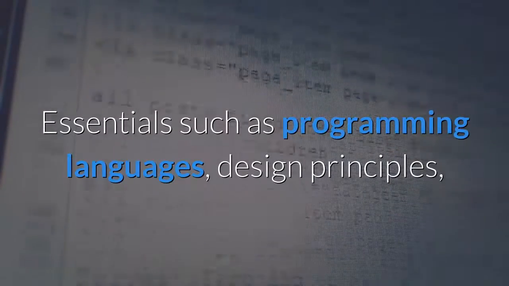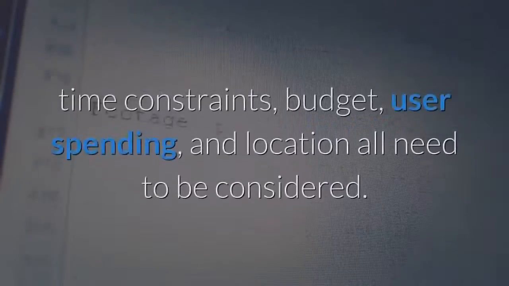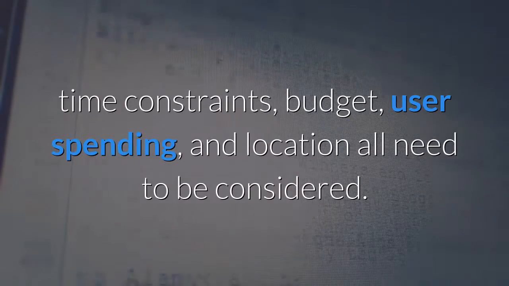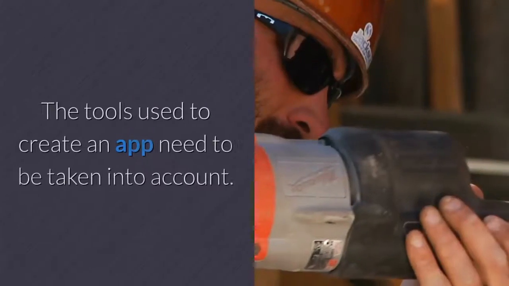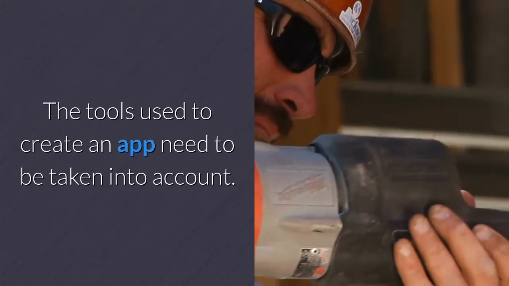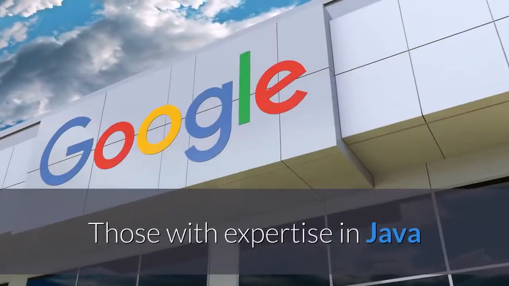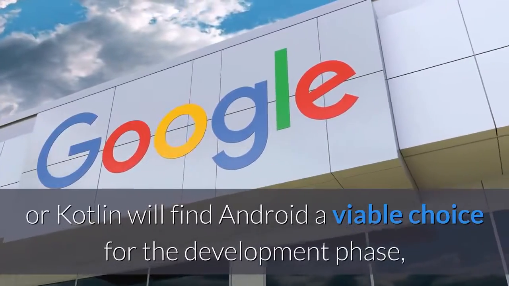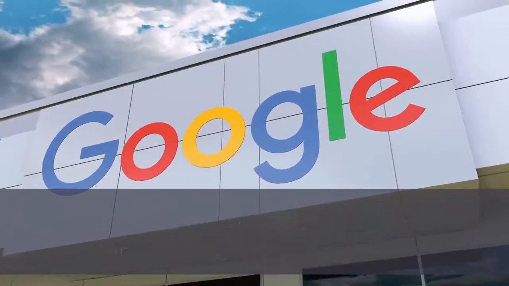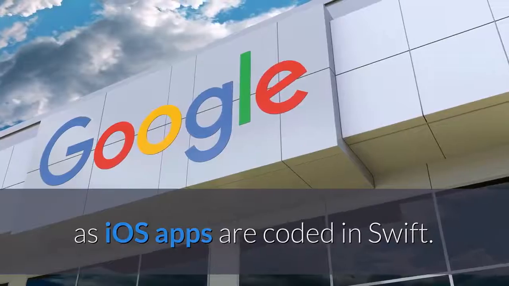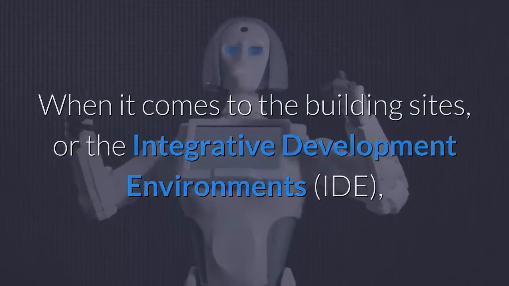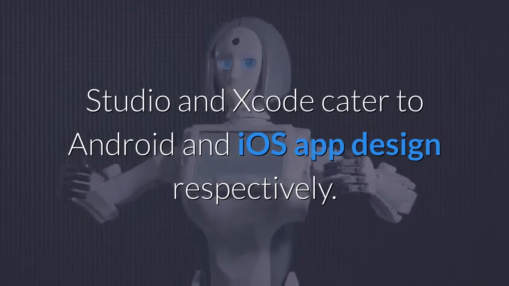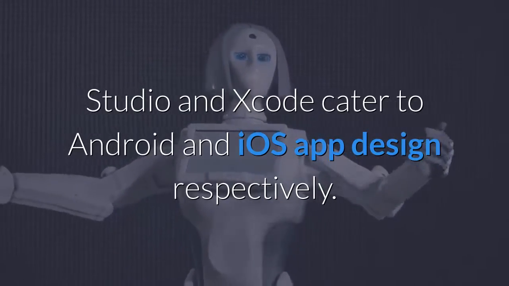Essentials such as programming languages, design principles, time constraints, budget, user spending, and location all need to be considered. Programming languages. The tools used to create an app need to be taken into account. Those with expertise in Java or Kotlin will find Android a viable choice for the development phase, as iOS apps are coded in Swift. When it comes to the building sites, or the Integrated Development Environments, IDE, Android Studio and Xcode cater to Android and iOS app design respectively.